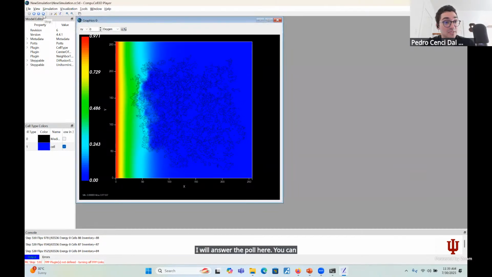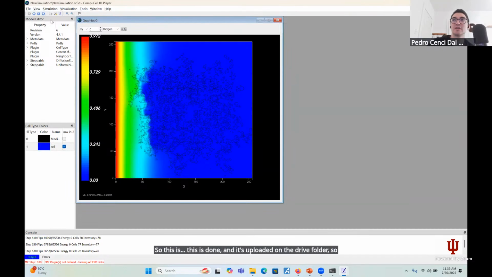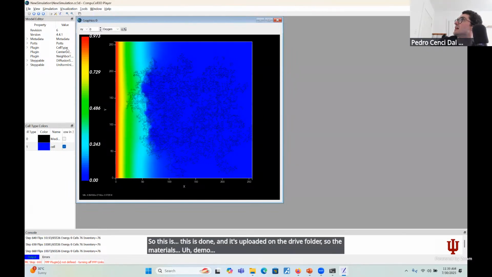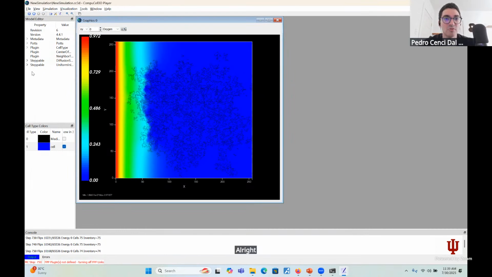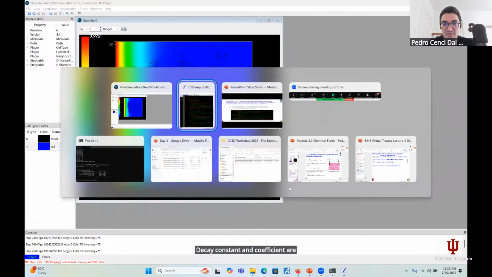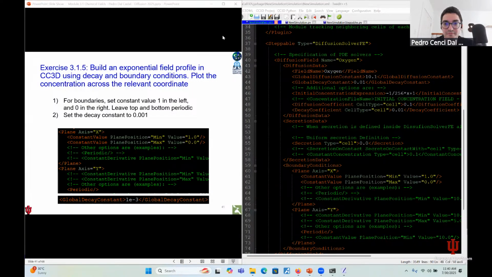You can also download the demo. So this is done and it's uploaded on the drive folder, student materials, demo, demos, day 3, and then you see the exercise there. All right, so I'll move on. Decay constant and coefficient are names I use interchangeably. So it's okay to call it both. If you're having trouble, you can talk to a moderator, or you can also just download the demo and run.